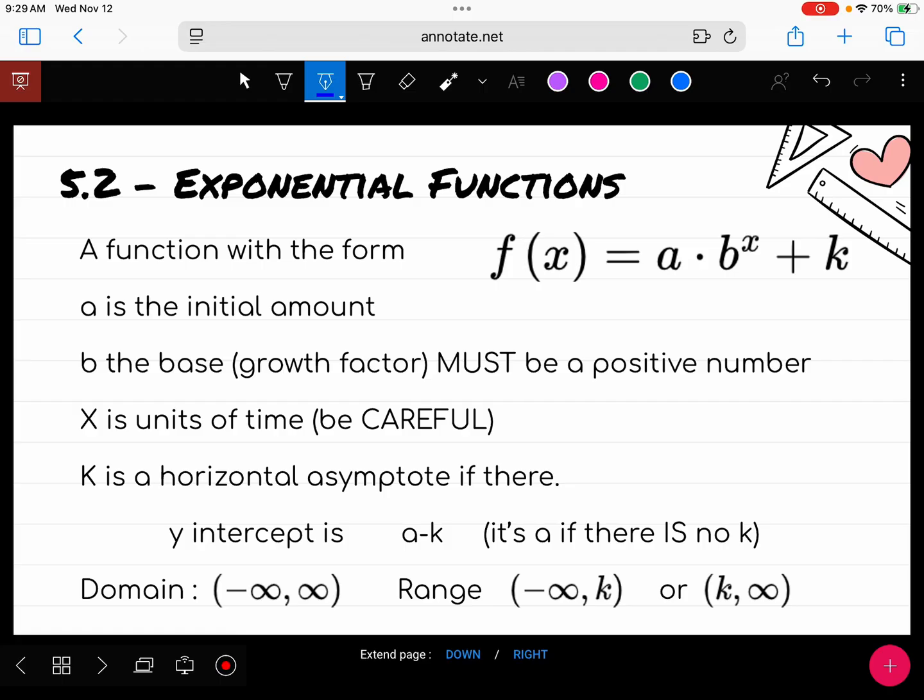Our y-intercept is always going to be based off of a and k. So if we don't have a k, our y-intercept is a. That's going to be where we start. If there is a k, it's the difference between them.